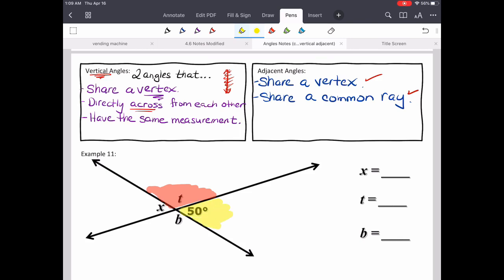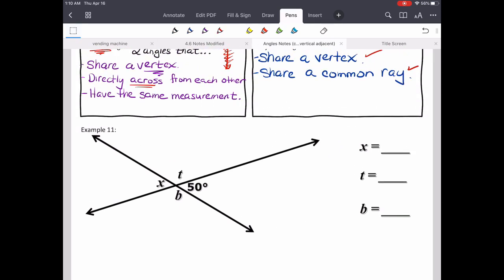Those angles are just as much next to each other as T is to X. So T is adjacent to 50, and T is adjacent to X as well. Those are next to each other because, like I said, they share this ray. This thing that comes out of the vertex, that thing that jets out from the vertex, is called a ray. They share that ray, and they share this vertex as well.